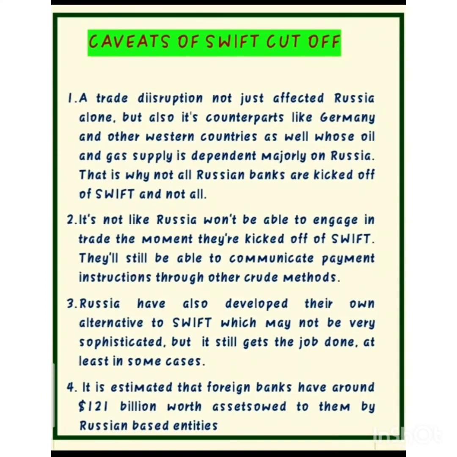Now, the final drawback of this SWIFT block on Russia is that this SWIFT cutoff also has its impact on other countries of the world as well. It is estimated that foreign banks have $121 billion worth of assets owed to them by Russian-based entities. So cutting Russian banks from the SWIFT system at this point can make it very hard for these banks to collect this money, and companies will undoubtedly face a lot of difficulty in conducting trade with Russian counterparts like Germany and other countries, paying the Russian staff there, or buying goods from Russia.